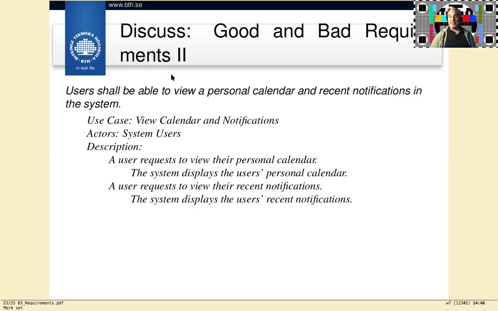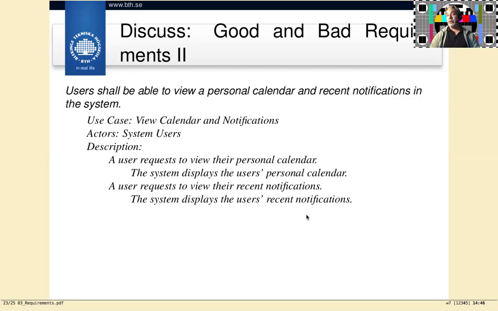But we can still express it as a use case, even if it's not the best of requirements. We can say that we have a use case, view calendar and notifications. Who is involved in it? We've got our system users, and we have a description of what's going on. So user requests to view their personal calendar, and system displays the user's personal calendar, and user requests to view recent notifications, and the system displays the recent notifications.